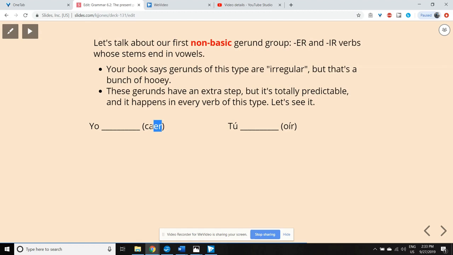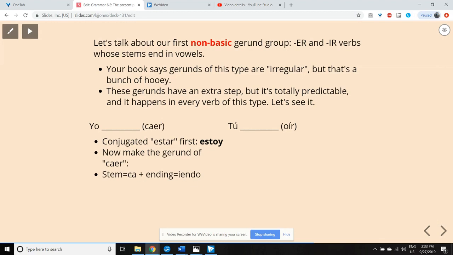All right. So we're going to make the gerund of caer. But of course, first, since we're actually working with the full present progressive tense, the first thing we're going to do is conjugate estar to agree with the subject yo, and that is, of course, estoy. All right, now it's gerund time. We derive the stem by removing the ER infinitive ending. And ding, ding, we realize we've got a stem that ends in a vowel. Now, normal procedure would just be to take this stem and add our I-E-N-D-O gerund ending to it. That's the normal thing we do.